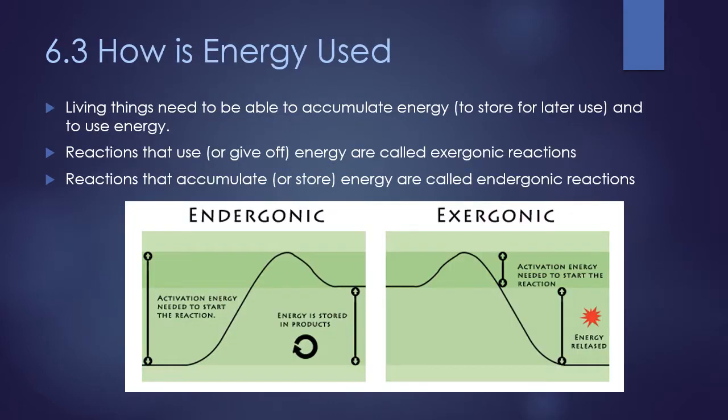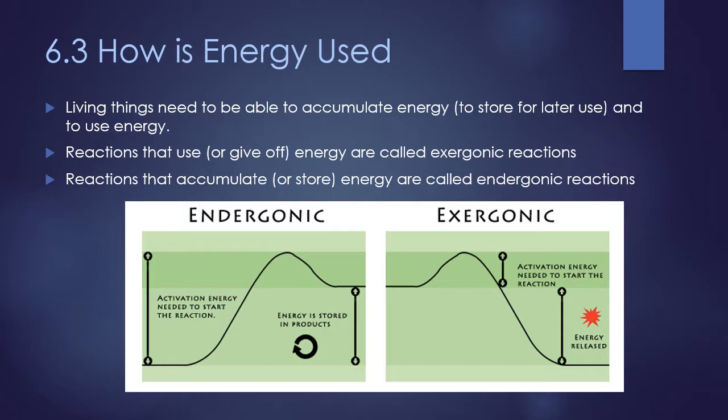Energy gets used in your body in two different ways. One way is that living things need to be able to accumulate energy to store it for later use. And they also need to be able to later use this energy. Reactions that give off energy are called exergonic reactions, and these are reactions that when they happen, energy is released, and that energy then can be used for something in the body.